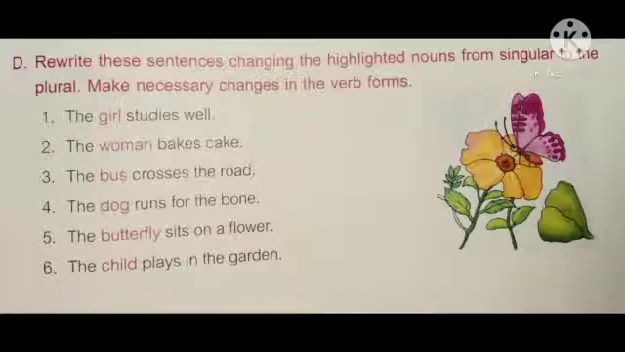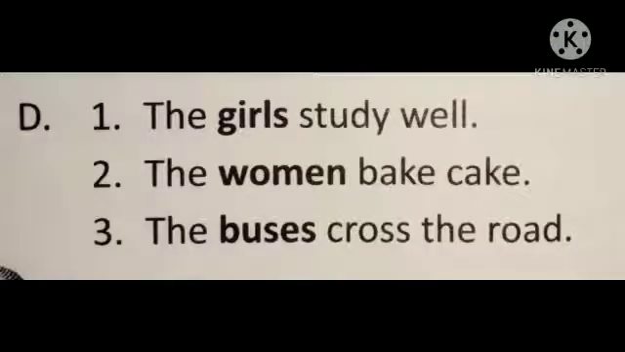D. Rewrite these sentences changing the highlighted nouns from singular to plural. Make necessary changes in the verb forms. Students, I hope you know singular and plural. I taught you in earlier classes, right? Change the highlighted words into plural and make changes in the verbs. First one, the girl studies well. So the highlighted word is girl. You have to change it and the answer is, the girls study well.